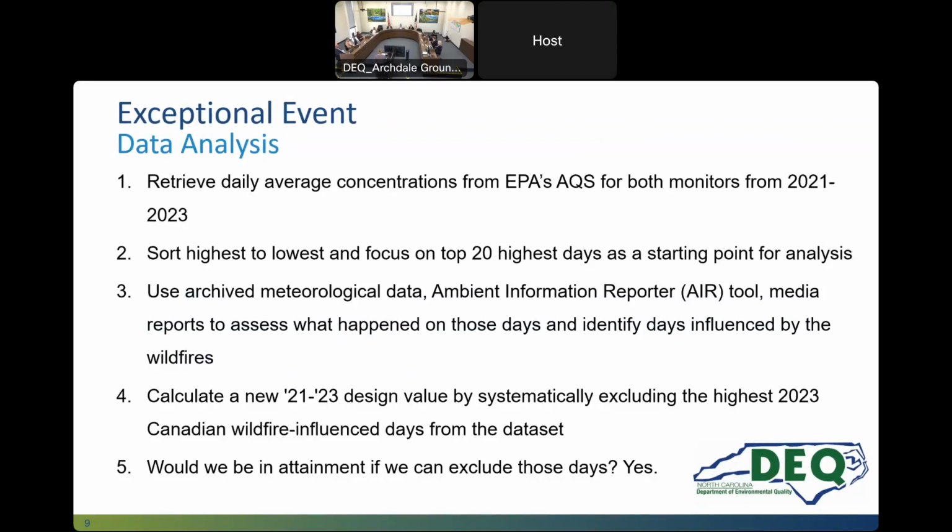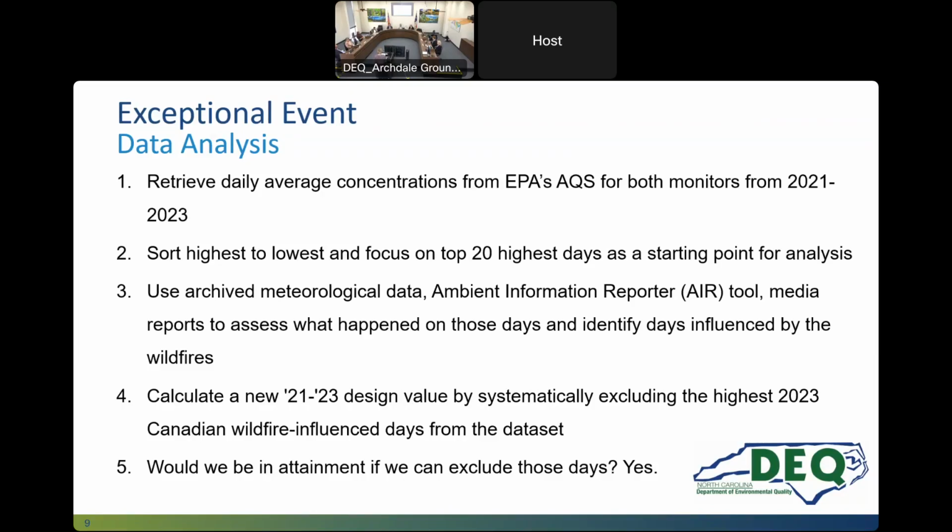This is a quick summary of our process for analyzing our data and determining the wildfire's impacts. We retrieved daily average concentration data for both monitors from 2021 to 2023. Again, that's the most recent certified design value period. Then we sorted them highest to lowest and focused on the top 20 days just as a starting point for our analysis. We used archived meteorological data, our air tool, which shows past air quality data and fire and smoke layers, as well as media reports if necessary to assess what happened on those days of highest concentration in order to identify which of those days were influenced by the Canadian wildfires.